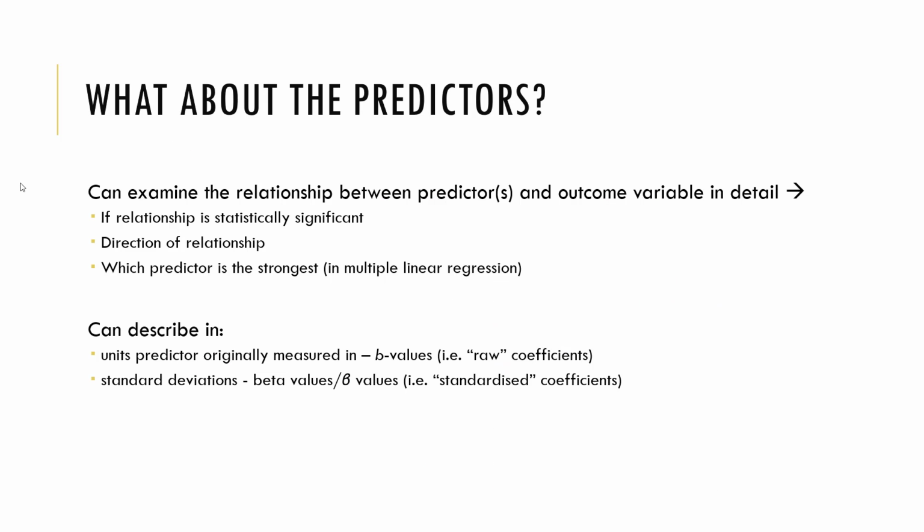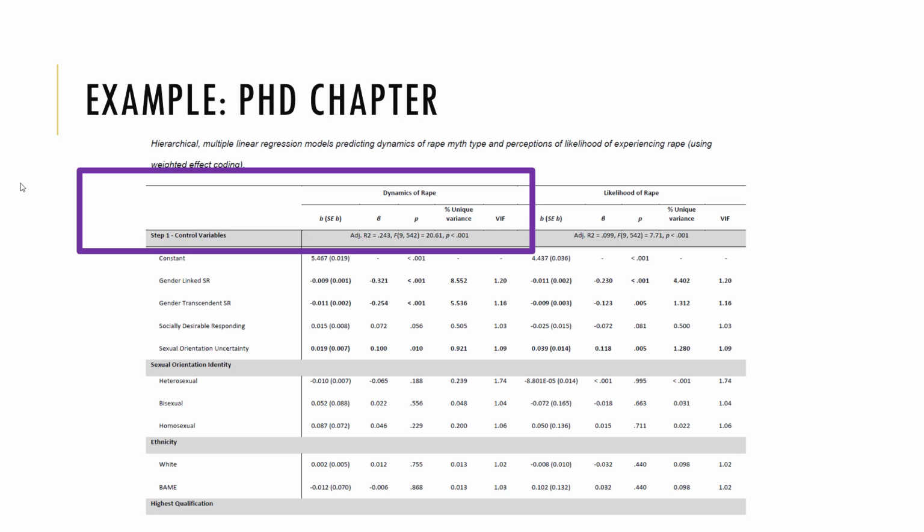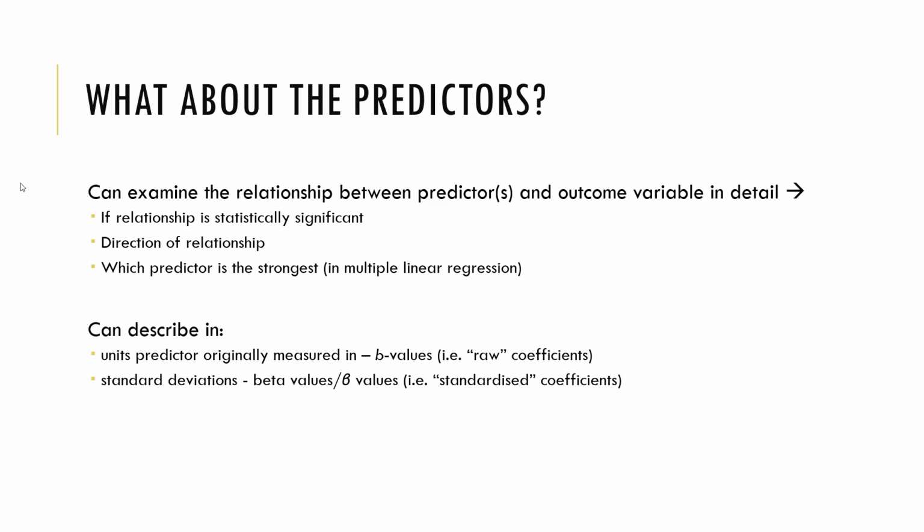Okay, so what if we've conducted a multiple linear regression? We have looked at the model overall, as we've just done there, and we found that we have a statistically significant model overall, as this example does. What do we do next? Well, we need to start to look at our predictors. We need to look at the unique relationship between a predictor and the outcome variable, and we need to understand what that looks like.